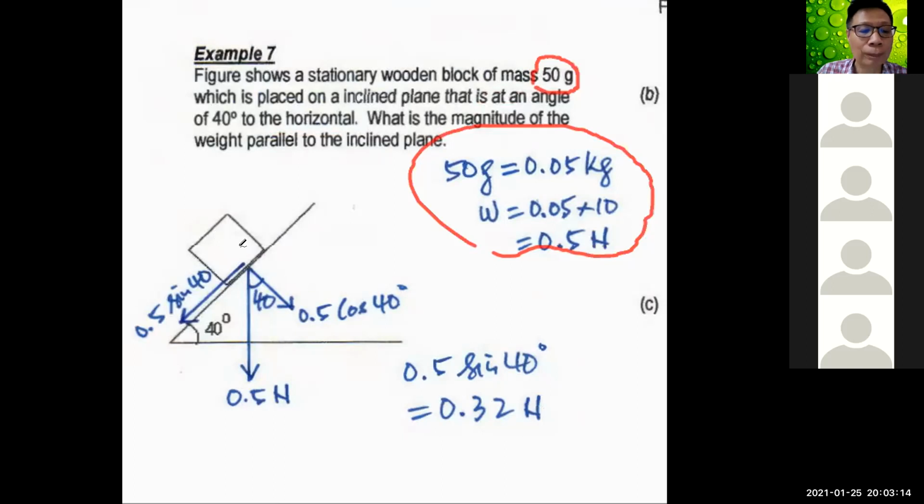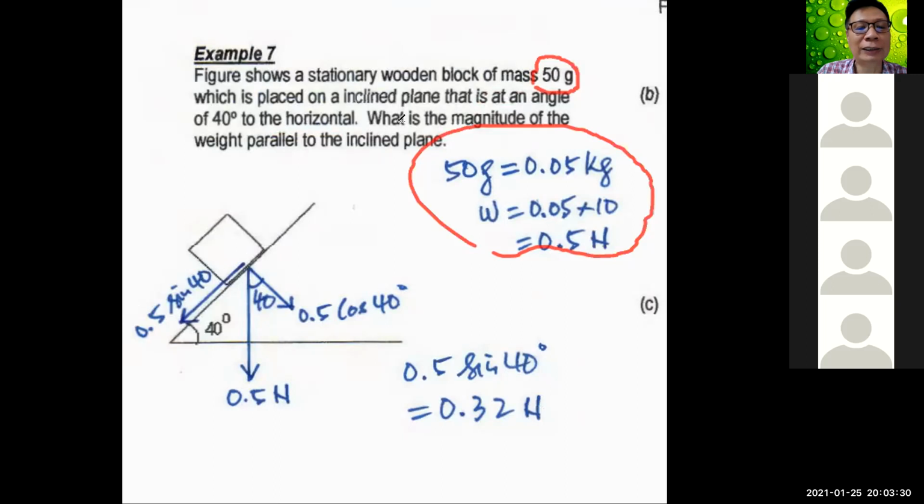The two components must be 90 degrees to each other. One must follow the surface of the plane, the other one must be here. This one cos, this one sine. So press calculator, 0.5 sine 40.